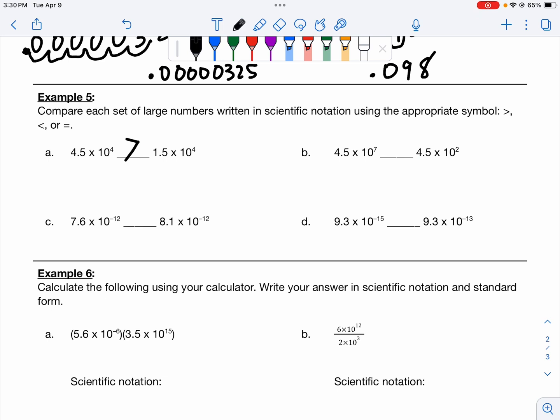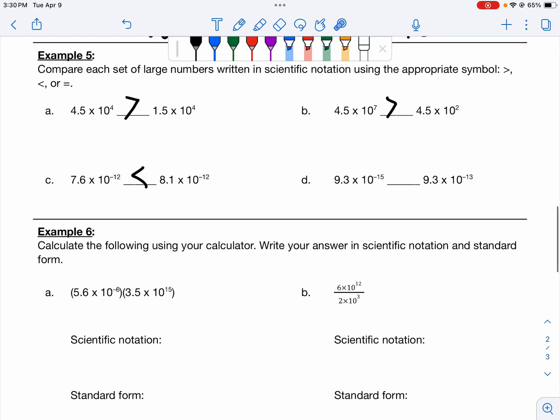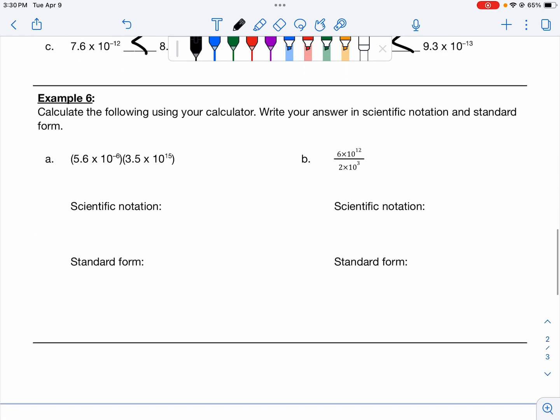Oop, got an alarm going off. So this would be greater than. Now, these two. This one's a little weird to think about. 7.6 is smaller than 8.1, so it would be less than because they have the same value here of negative 12. This one, even though, so 9.3 and 9.3, negative 15 and negative 13, negative 15 is smaller, so it would look like that.